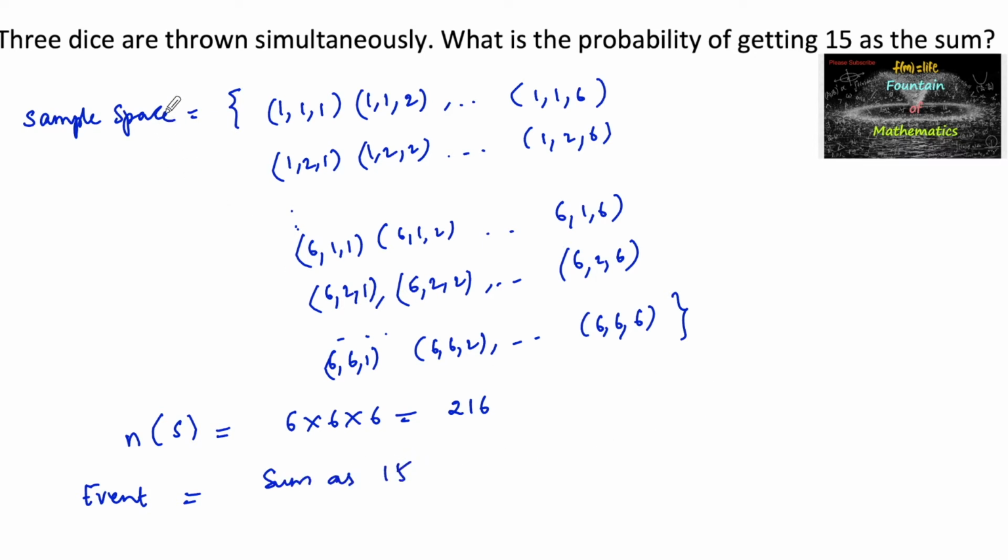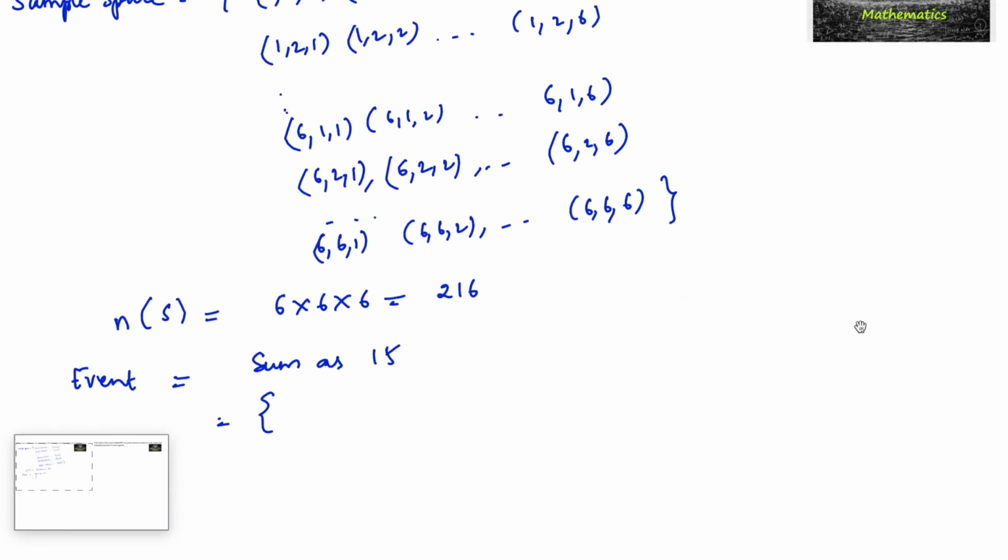Means when you are thrown 3 dice simultaneously, you will be getting an ordered triad in which 3 numbers are displayed. The sum must be 15. So we can consider, if one number on the dice is 1, the remaining, if maximum is 6 and 6, 12 plus 1 is 13, so you are not getting 15.